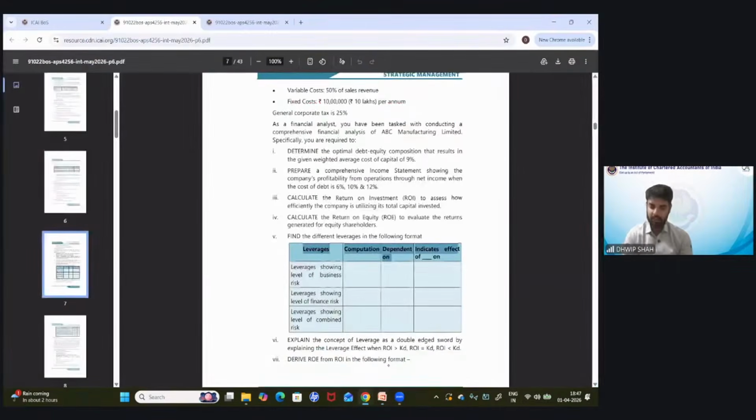Okay. First, leverage is showing level of business risk. Business risk means operating risk. So which leverage calculates operating risk? Tell me, which leverage shows the level of operating risk? While replying in the exam, do we need to mention the formula? Yes, you need to mention the formula. The formula has to be written.